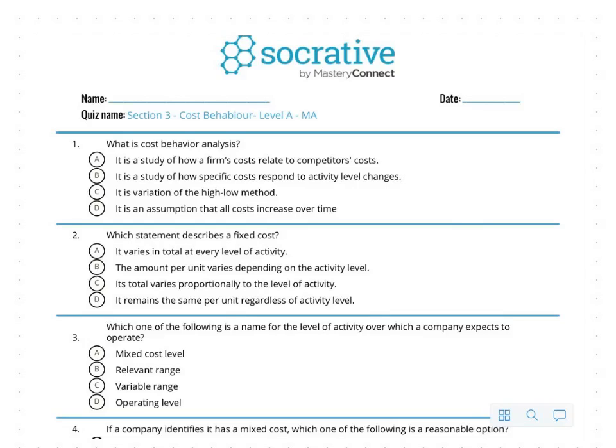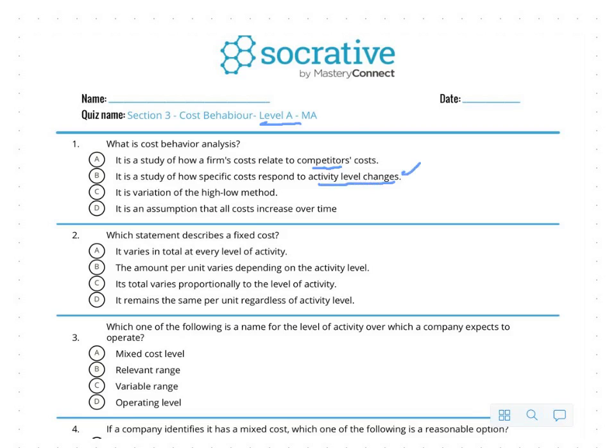This is Socrative, Section 3, Cost Behavior, Level A. What is cost behavior analysis? Is it the study of how a firm's costs relate to a competitor's costs? No, not at all. And nothing to do with a competitor. Is it the study of how specific costs respond to activity level changes? Yeah, that's what it is.